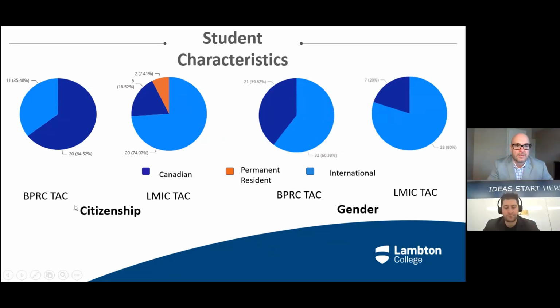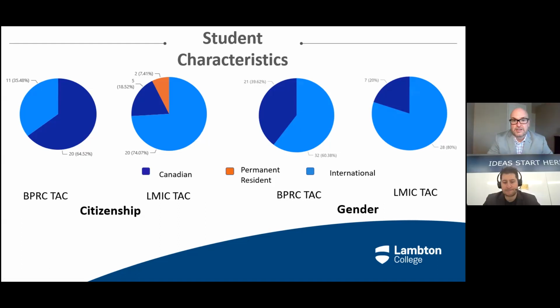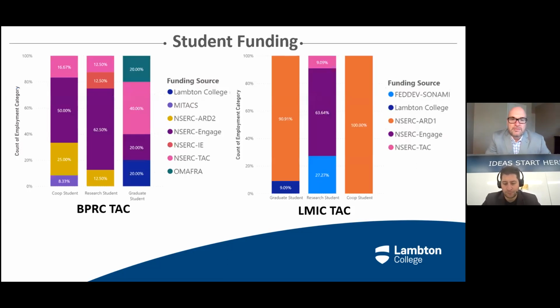In terms of citizenship, we'll see that the BPRC has about 36% of our complement international, and the remainder are Canadian citizens. LMIC, the manufacturing side, has a higher amount of international students and permanent residents, and relatively speaking a small amount of Canadian citizens. If we look at gender, BPRC has quite a good complement of women researchers, LMIC not as much. So this is a great little snapshot. We can then, as a group, internally start to tease apart why these things are this way, and how we improve on certain aspects we want to improve on. So that's a little snapshot of the students that we hire and where they're from, and then how do we pay for them, the funding aspect.